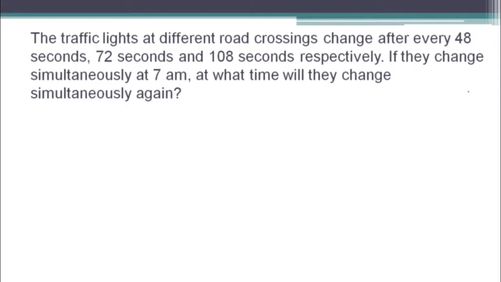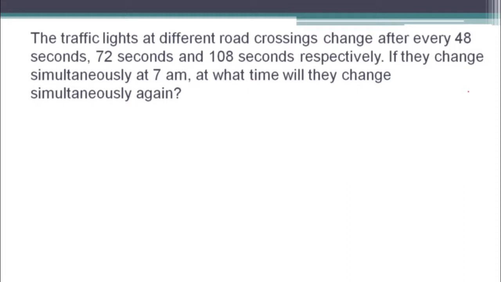Let's move on to the next question. The traffic lights at different road crossings change after every 48 seconds, 72 seconds, 108 seconds respectively. If they change simultaneously at 7 am, at what time will they change simultaneously again?